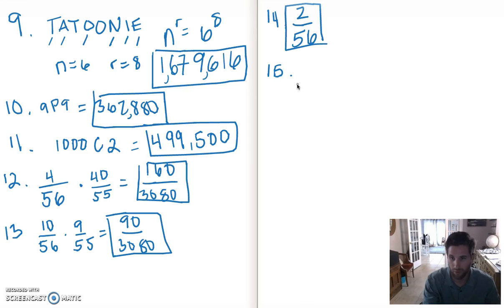Tommy Boy, great movie, by the way, draws a card from a deck of cards. What's the probability he draws a 9? Okay, well, there's 4 9s out of 52 cards. Yes, you're going to have to know your cards when it comes to this test.